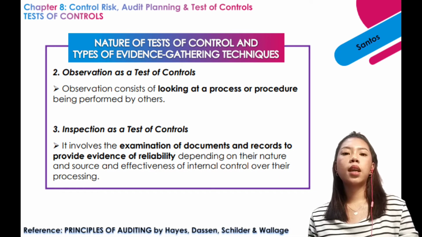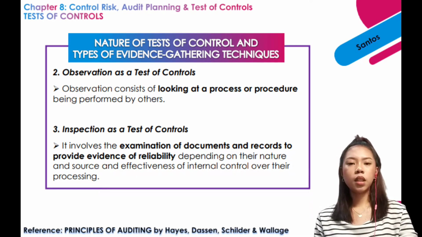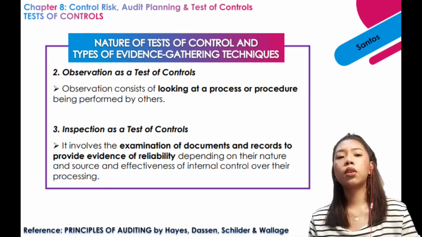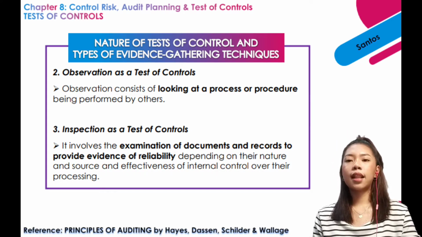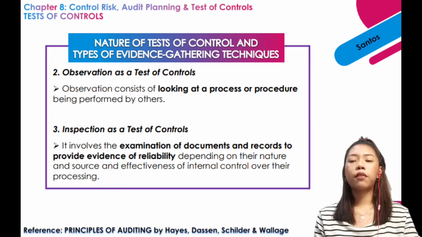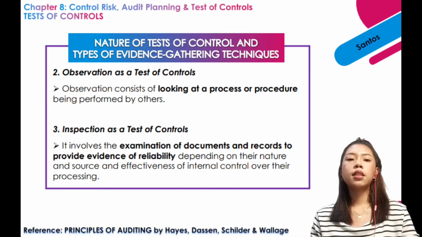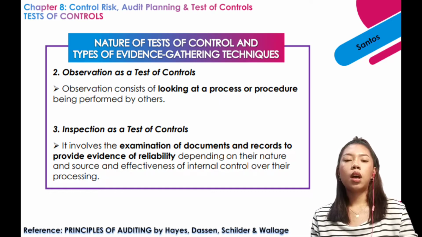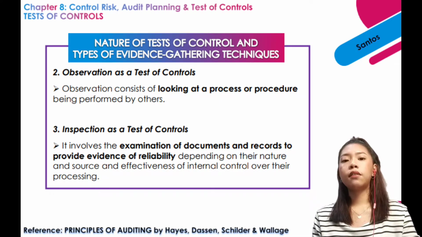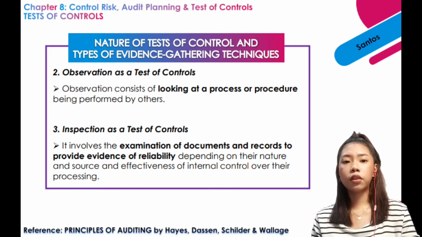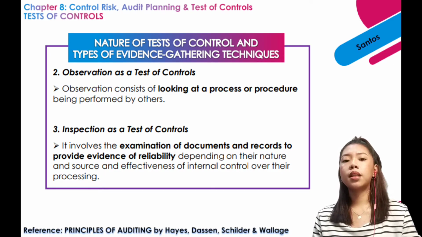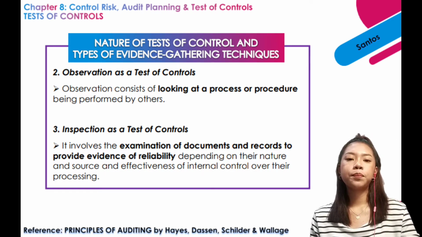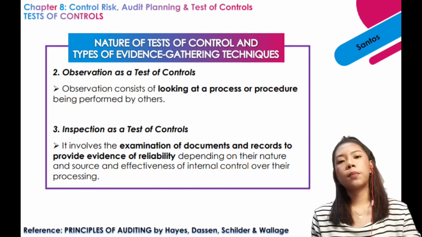So, number 2 is observation. In observation, the auditor will go and see if the control is applied. It is like watching the employees performing their assigned job. Let's say, for example, in the organization's inventory control, the auditor will go and see if the employees are counting their inventory according to the company's inventory procedures and policies or not.